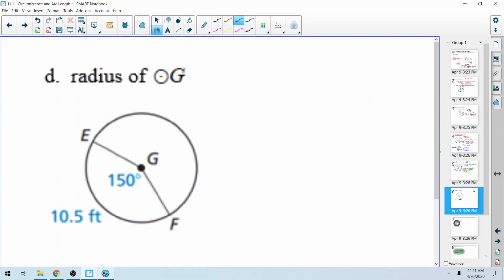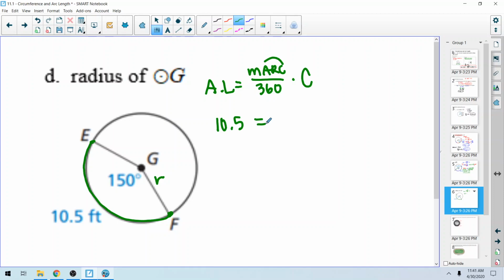Okay, find the radius of circle G. Radius. Okay, so let's see. Arc length equals the measure of the arc out of 360 times the circumference. So in this case, the arc length that I'm given is 10.5 feet, equals the measure of the arc that corresponds with that, they told me was 150, out of 360 times circumference.